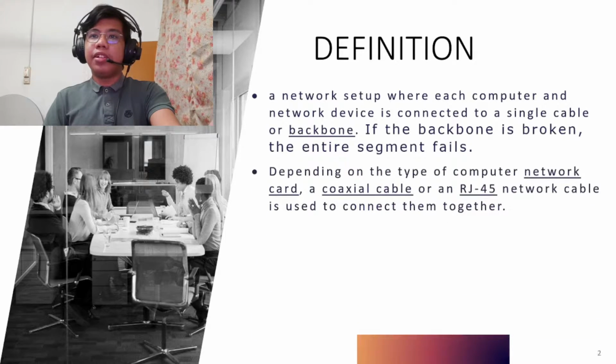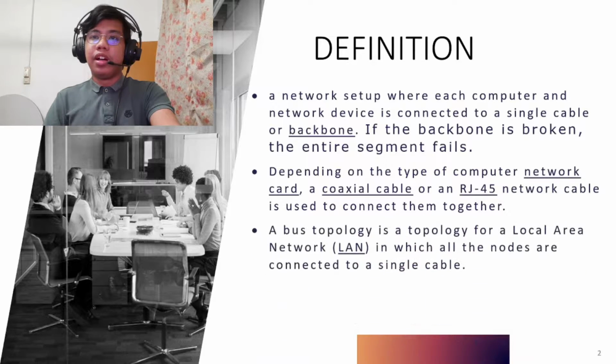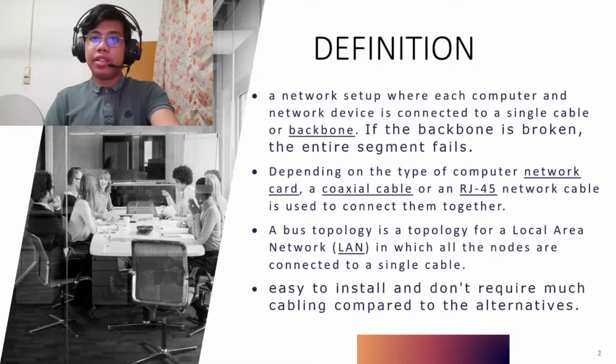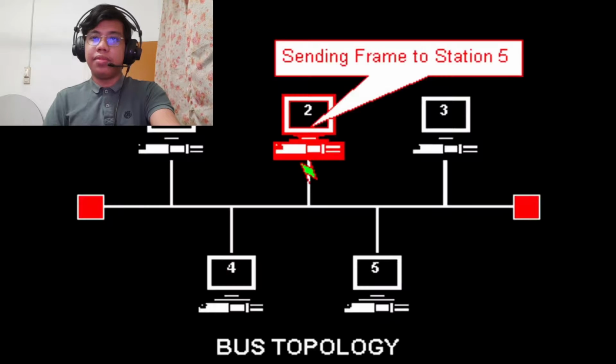Depending on the type of computer network card, a coaxial cable or an RJ45 network cable is used to connect them together. A bus topology is a topology for a local area network, which is LAN in short form, in which all the nodes are connected to a single cable. Bus topology is also easy to install and doesn't require much cabling compared to the alternatives.